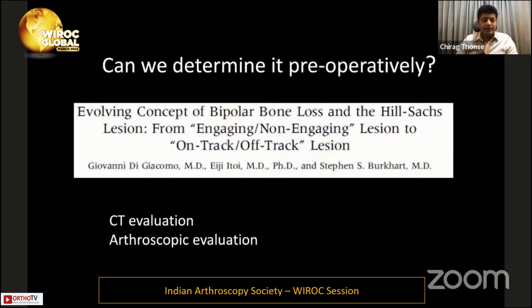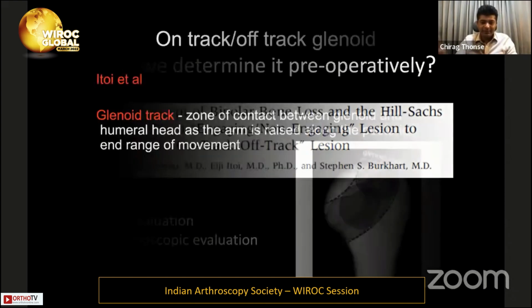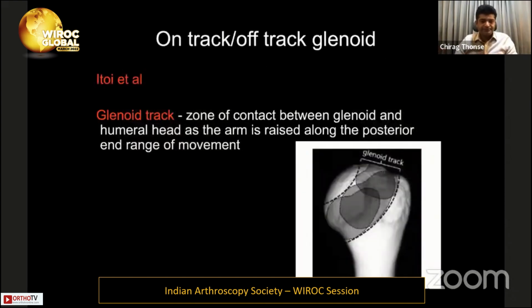Can we determine it preoperatively? Yes, of course, we can do it either by a CT evaluation or an arthroscopic evaluation before the procedure. Now, on-track and off-track lesions. Glenoid track by and large means the zone of contact between the glenoid and the humeral head as the arm is raised along the posterior end range of movement. This is exactly what a glenoid track is.